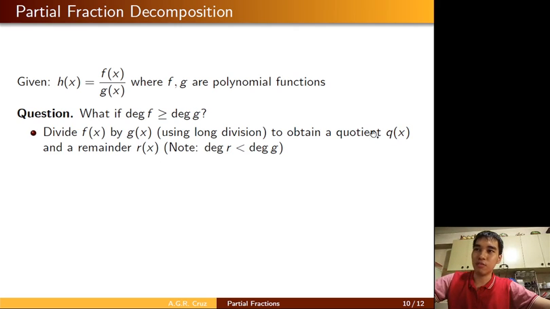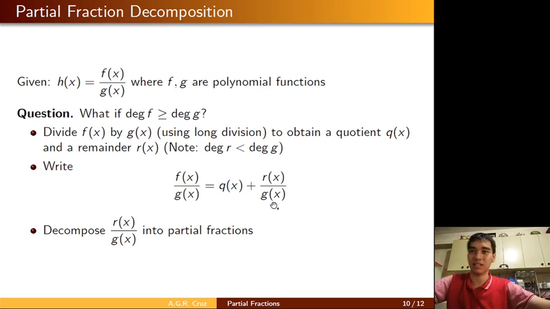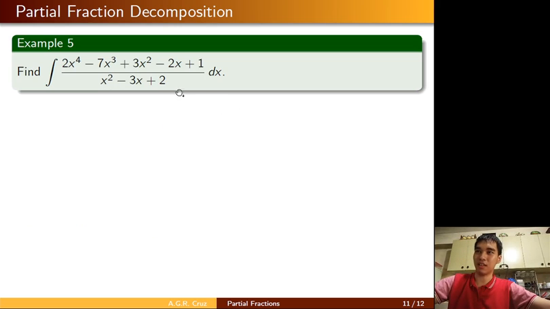Now, what can we do with this quotient and this remainder? We can write the original function as quotient plus remainder all over the denominator. Remember that, it's quotient plus remainder over denominator. Tapos like what I mentioned, yung degree ng remainder natin dito is now less than the degree of the denominator, no? So this one, we can resolve into partial fractions. Let's now illustrate that with our final example, example number 5.